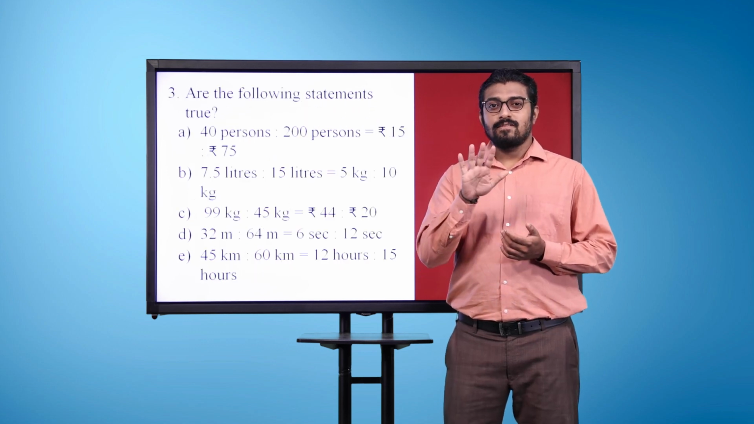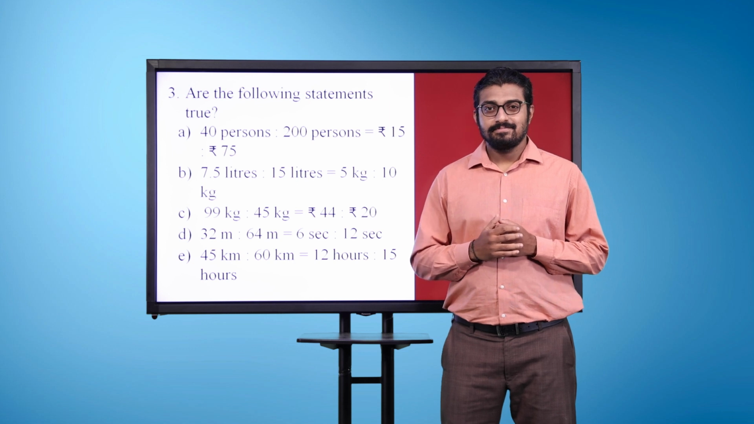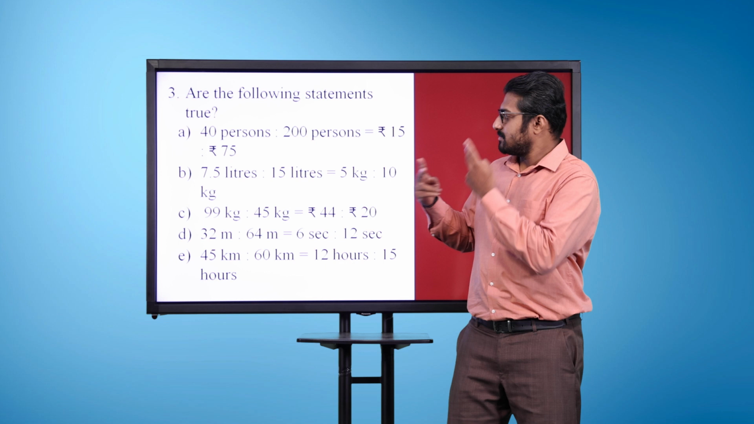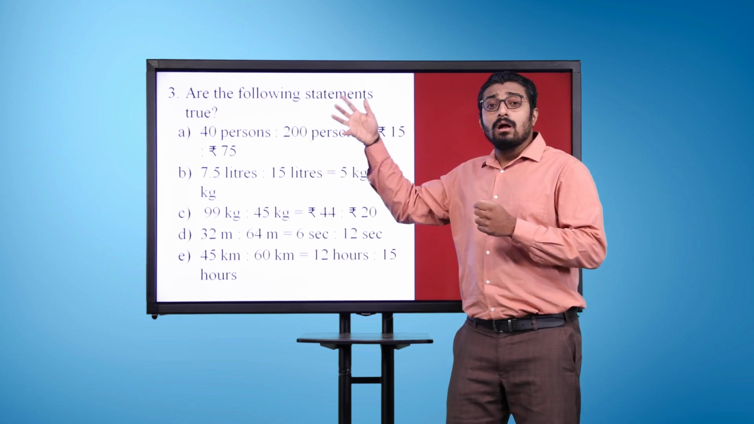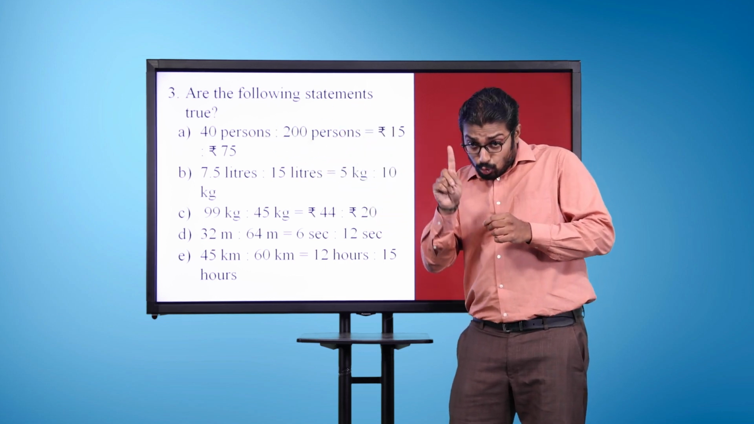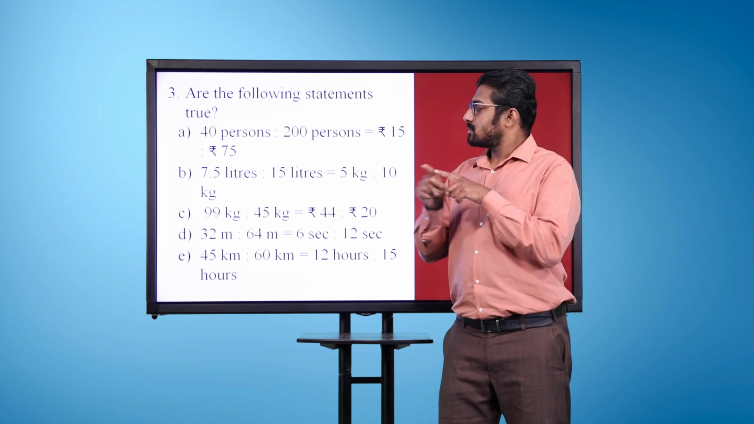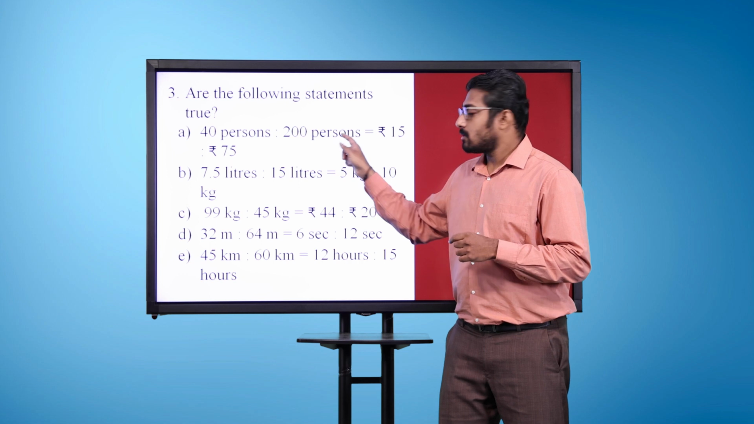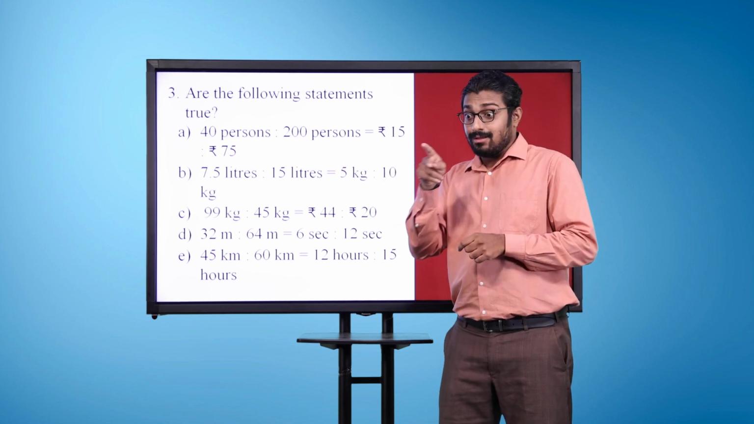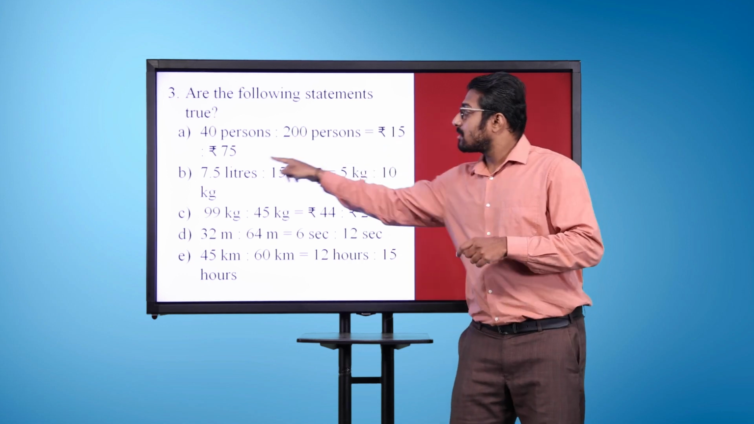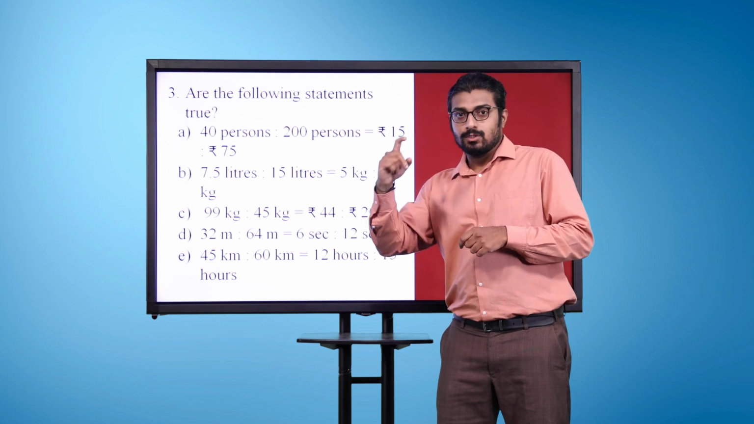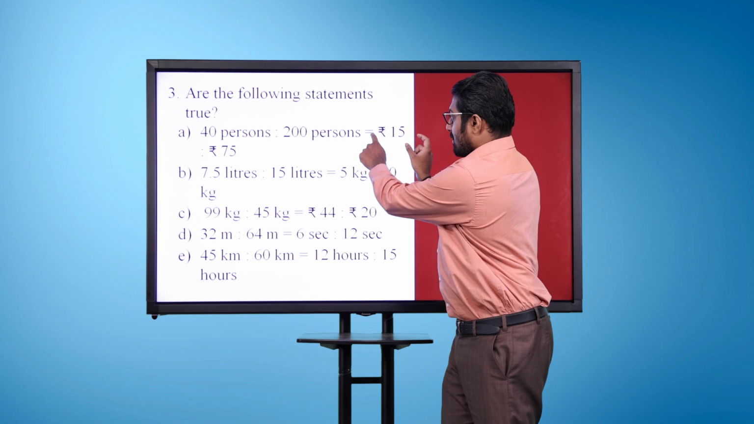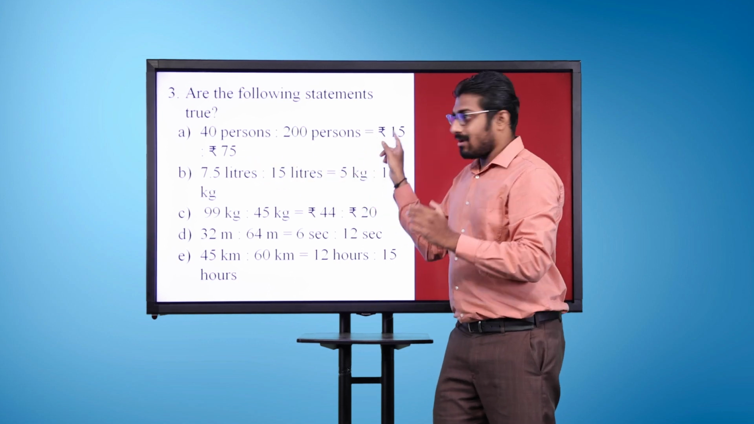Page 256. 3. Are the following statements true? A. 40 persons is to 200 persons is equal to 15 rupees is to 75 rupees. B. 7.5 liters is to 15 liters is equal to 5 kilograms is to 10 kilograms.